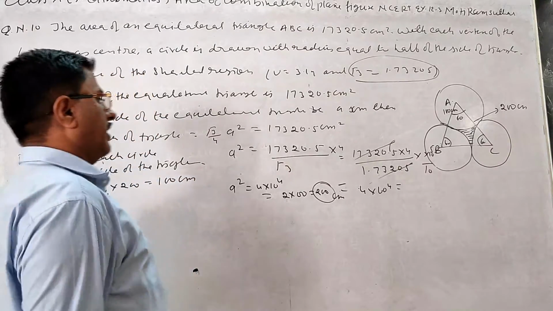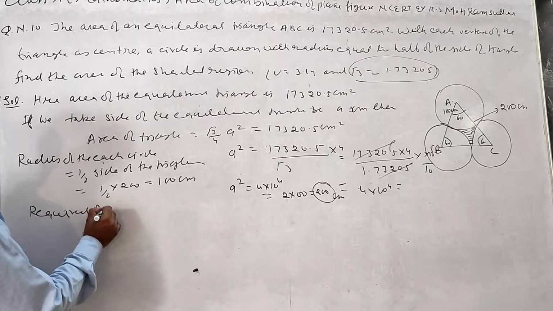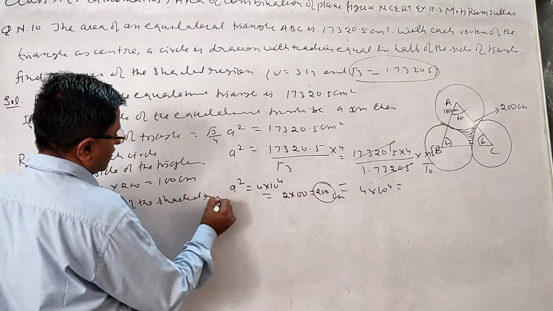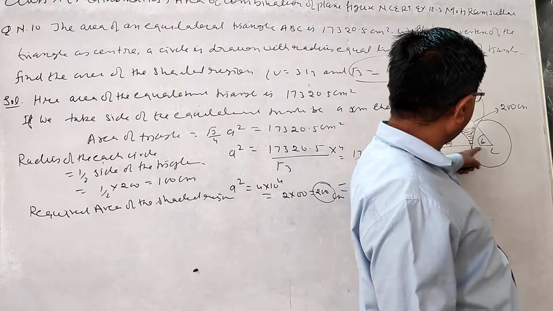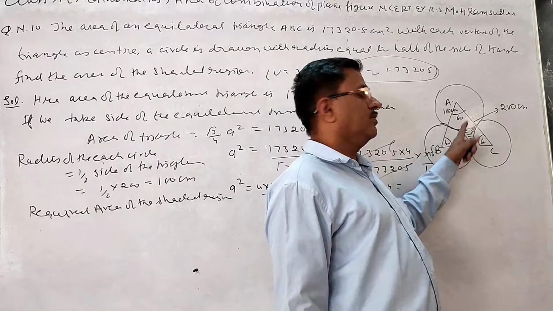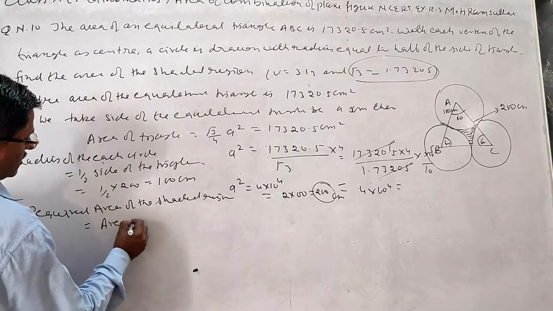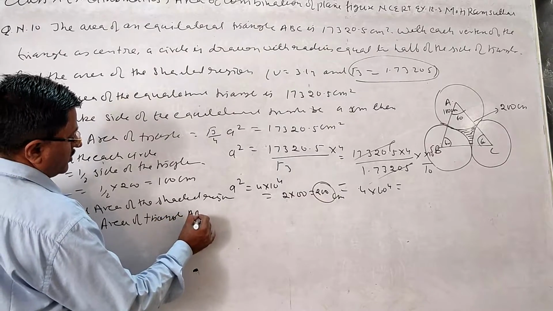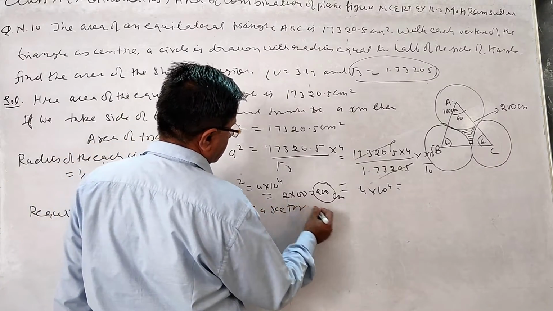So now the required area. Required area of the shaded region. Then you can say area of a triangle minus area of 3 sectors. Area of triangle ABC minus area of 3 sectors. So you can say area of triangle ABC minus 3 into area of a sector, or 3 sectors you can say like this.